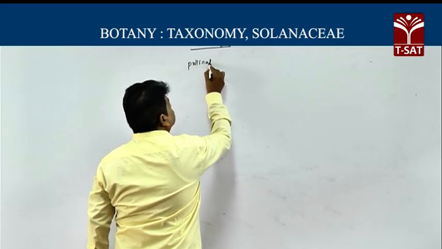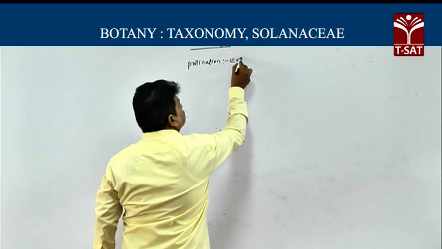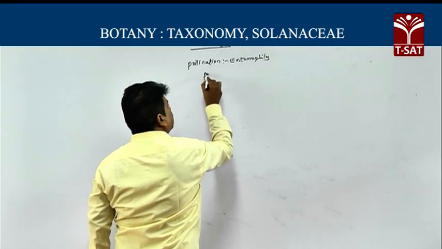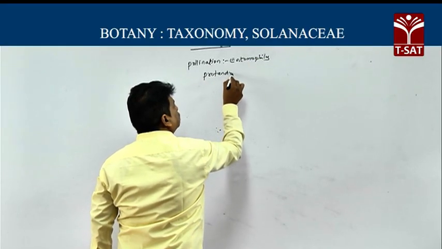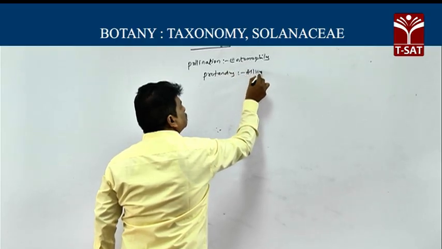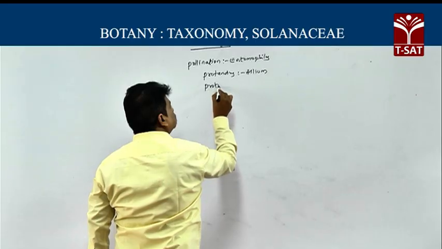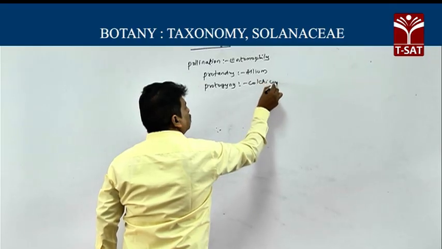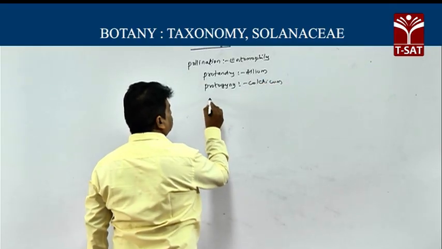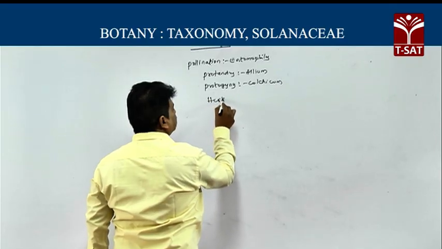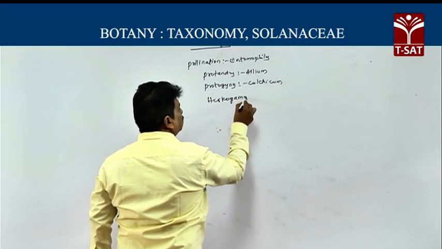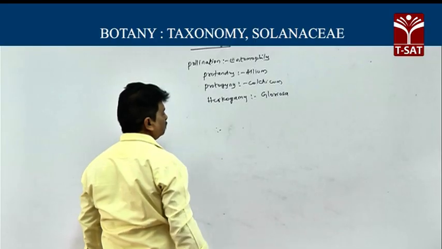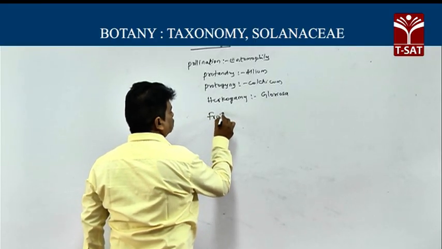Pollination, insect pollination, so rightly called entomophilous. Then in some plants like allium, protandry promotes cross pollination. In some plants like colchicum, protogyny promotes cross pollination. In some plants like gloriosa, herkogamy promotes cross pollination.